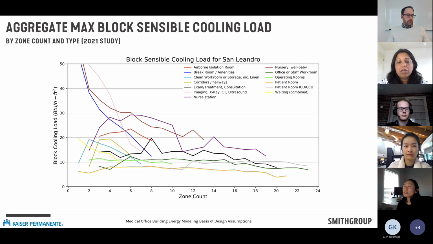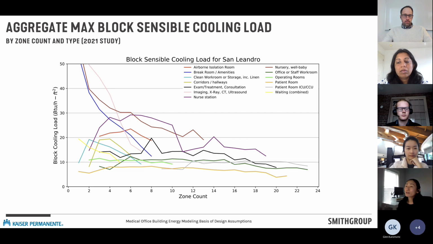And it's a caveat that it's not the true block sensible cooling load because we didn't group the spaces of the different types onto the zone. Instead, we looked at the highest coincident peak of X number of zones of a specific space type, and that became our block load. And we normalized it by area and hour.